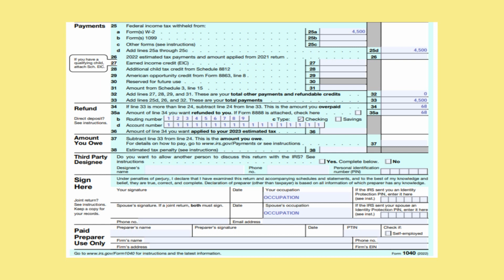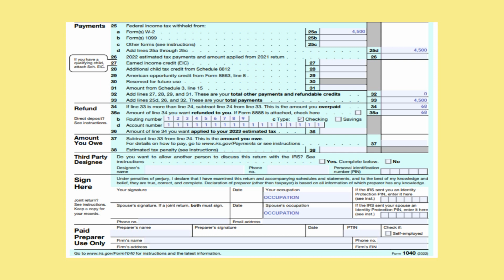If you qualified for the Earned Income Credit, you would enter that on line 27. The Earned Income Credit is a credit for individuals with low income. You can even get more in the credit than you actually paid in tax throughout the year. In our example, married filing jointly with one child, the maximum AGI that we could have is $49,622 to qualify for the credit.